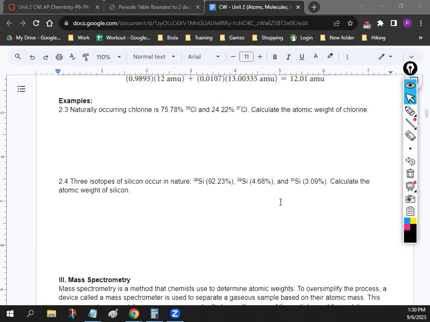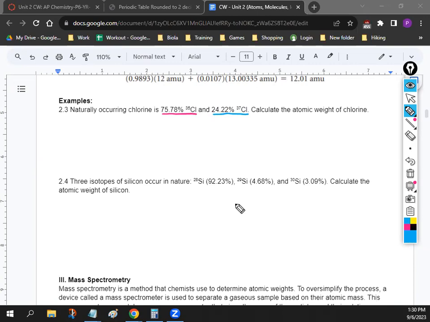Okay, so let's go over 2.3. So it gives you the percentages, the relative abundance of the two isotopes of chlorine. So the first isotope we have is chlorine 35, and 75.78% of chlorines is chlorine 35. And then the remainder, 24.22% of chlorines are chlorine 37.